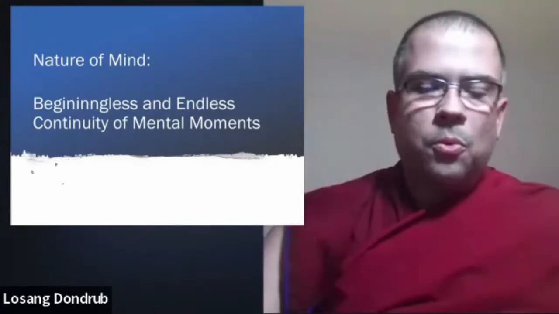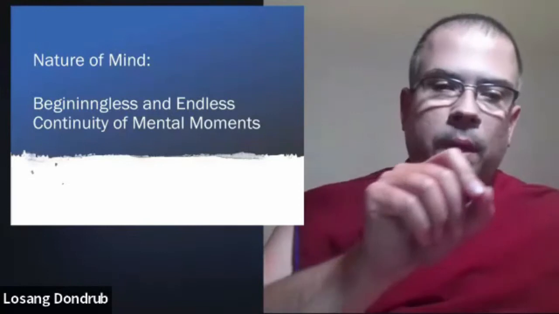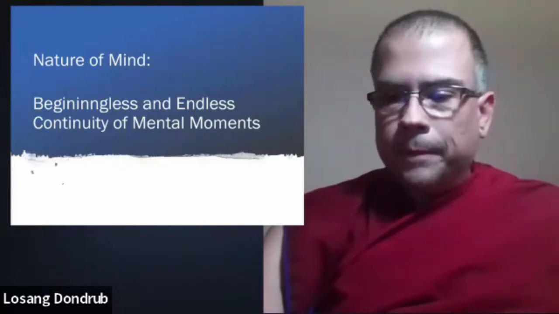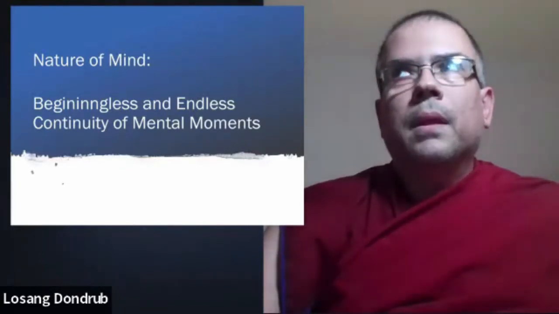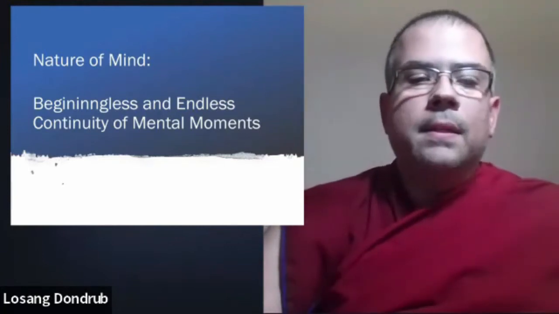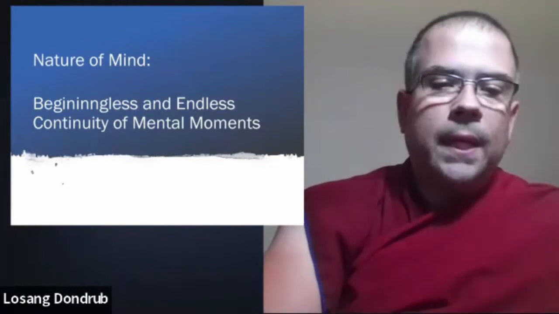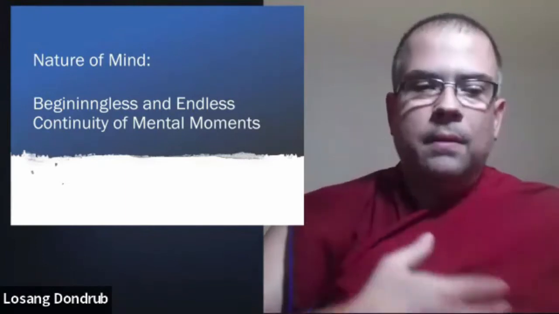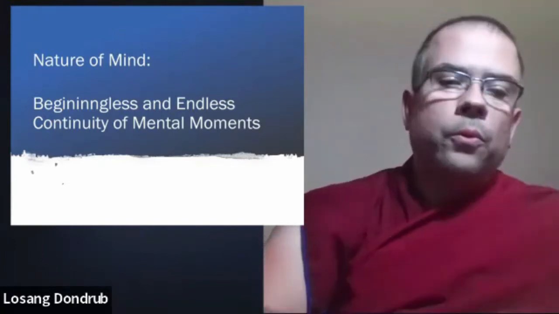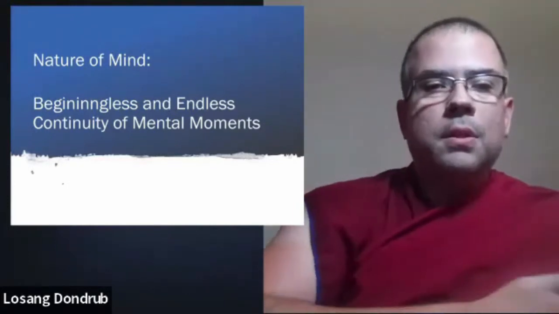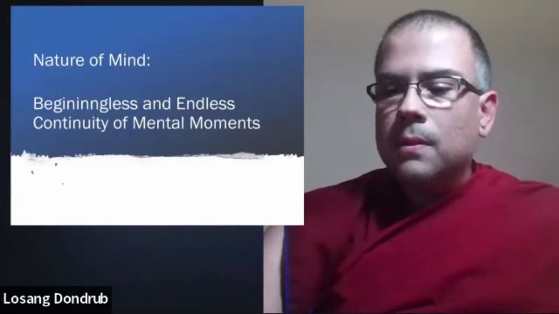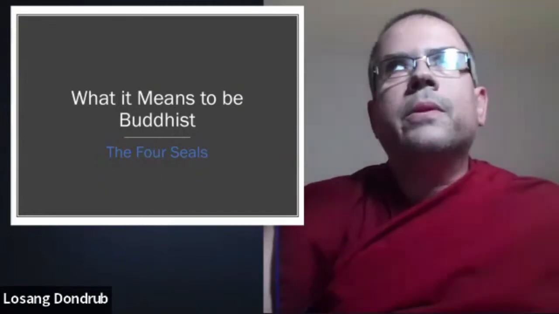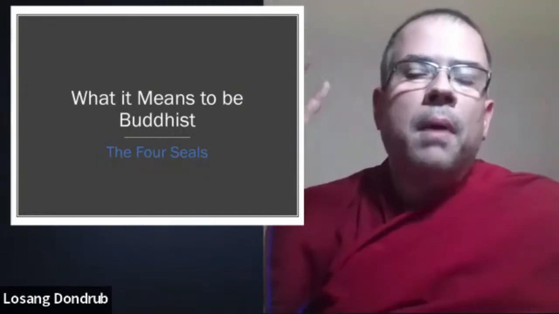So the nature of our mind then is a beginningless and endless continuity of these mental moments, these discrete moments where a mind is apprehending an object. And that is what consciousness is. That is what the mind is. It's a continuity that has no beginning and it has no end. And its function is to apprehend objects of awareness through the bodily sense consciousnesses and or the mental sense consciousness. So that's just a little bit about the Buddhist model of the mind.